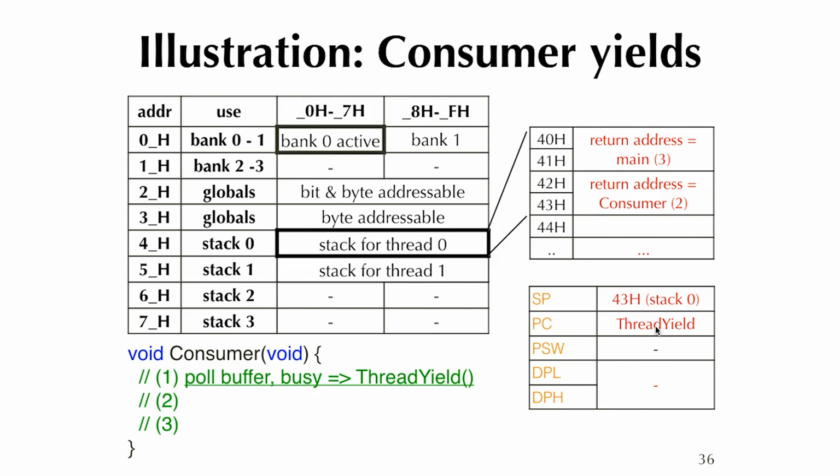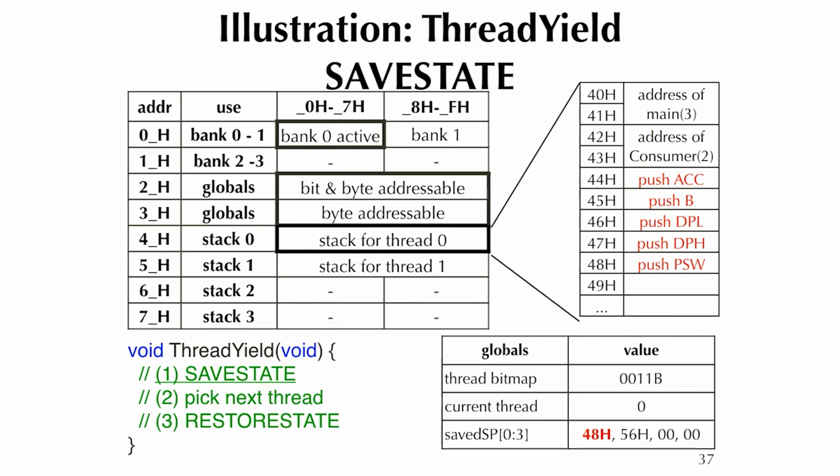And now, what does yield have to do? Well, yield has to save state. So what does saving state mean? It already has consumer's address, so we don't have to push that, unlike ThreadCreate, because it wasn't running before, so we push the return address on there, which is the beginning of that function. But here, because it's a thread yield that calls it, the return address is already on there. That's fine. And then we just have to push ACC, push B, push DPL, push DPH, push PSW on there.